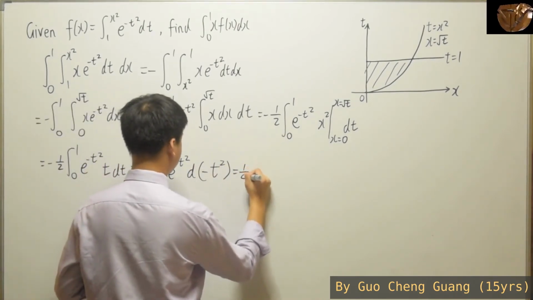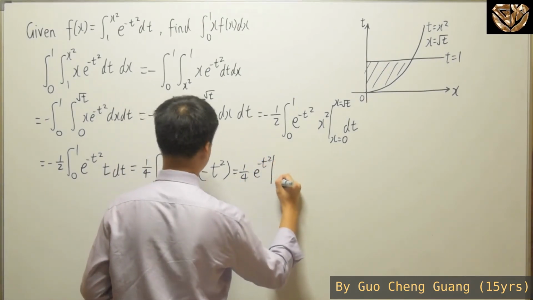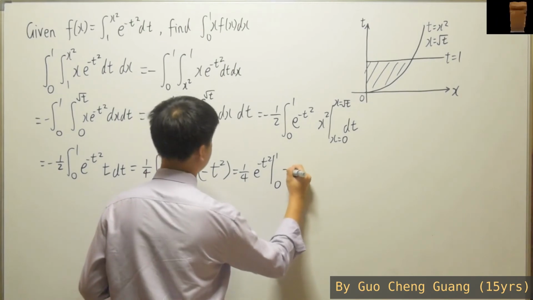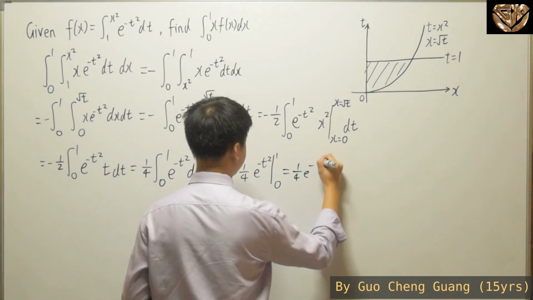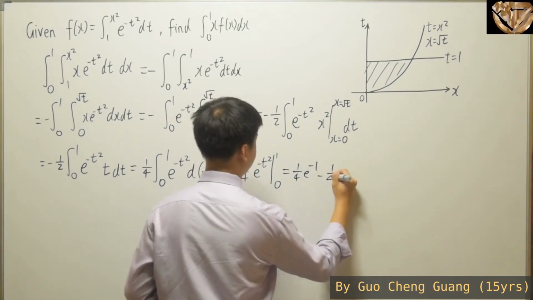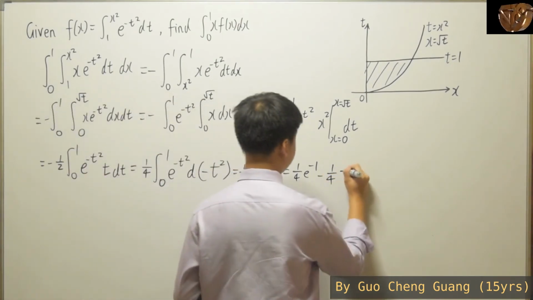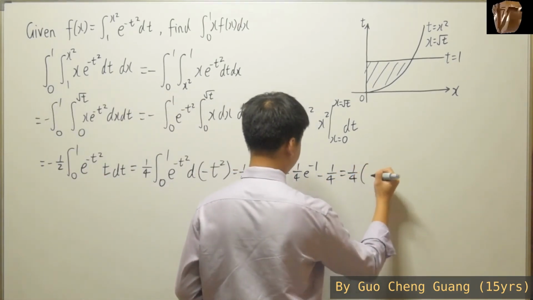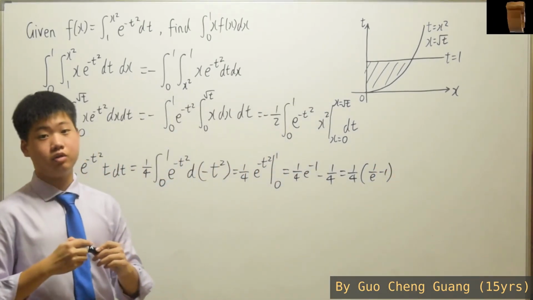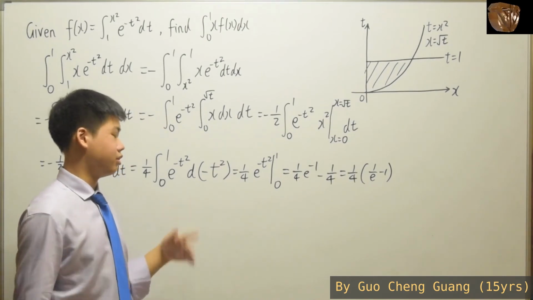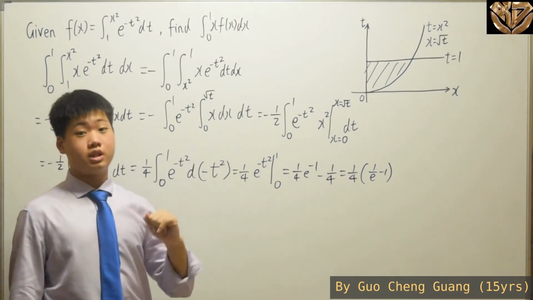Alright, so we'll have 1 over 4, and this is e to the power negative t squared, substituting the values t equal to 0 and t equal to 1. So 1 over 4, e to the power of negative 1, minus 1 over 4. Alright, so this will be your answer. You could also choose to factorize the 1 over 4, and either of these answers would work, or even some other ways of changing it. Alright? So this is the answer for this example.